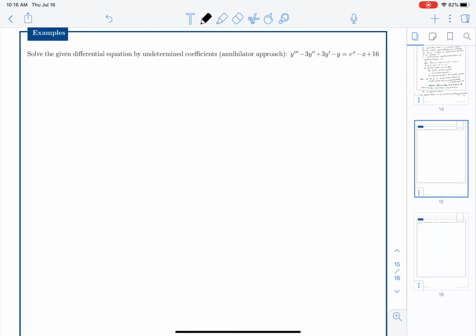Here we have a third order differential equation, and I'm going to rewrite it in terms of the differential operators. So D cubed y minus 3D squared y plus 3Dy minus y equals e raised x minus x plus 16. So D cubed minus 3D squared plus 3D minus 1 multiplied by y equals e raised x minus x plus 16.